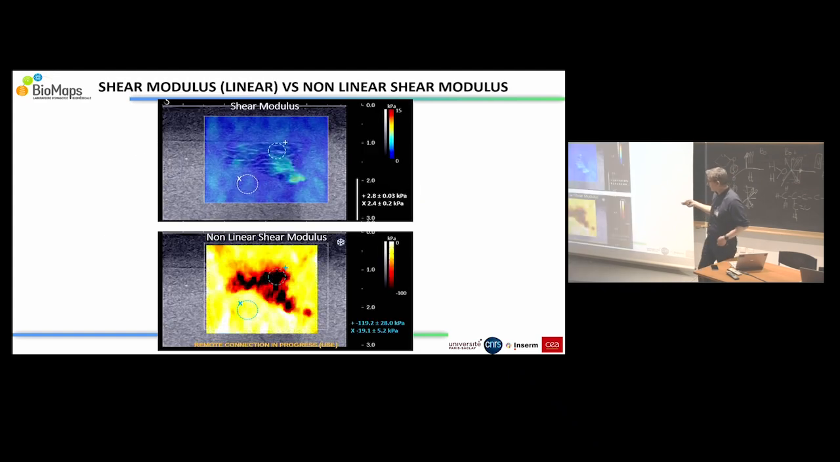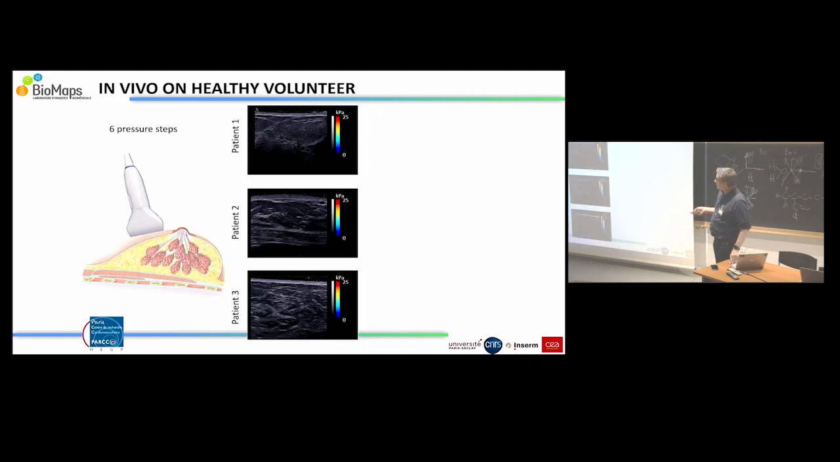And like this, I can get this kind of images with a new contrast on nonlinearity, which is also coded in kilopascal. It can be negative, it's normal. And you have a new contrast that helps you to better define pathologies, maybe. So with this idea, we went back to the clinics and we tested on different volunteers.